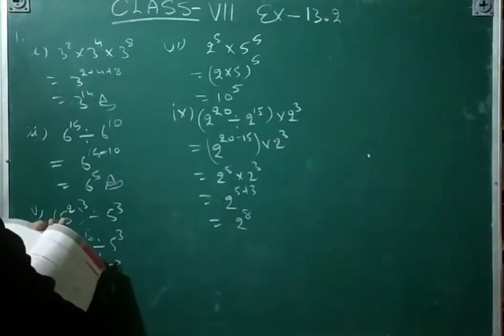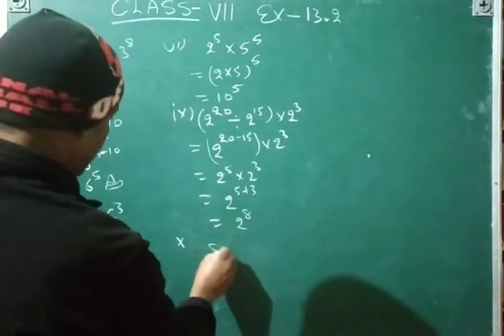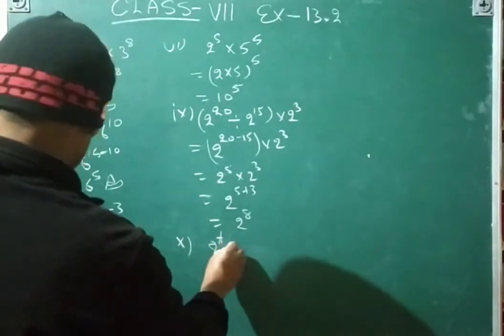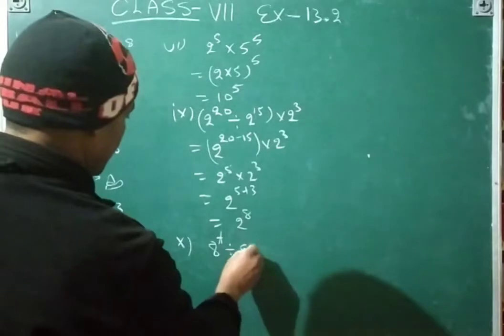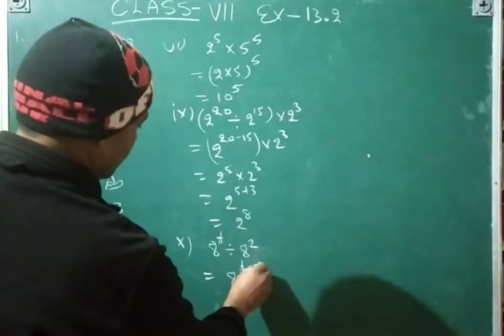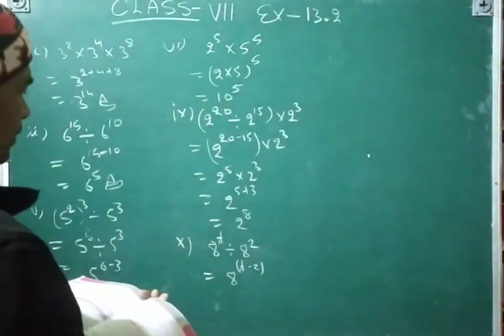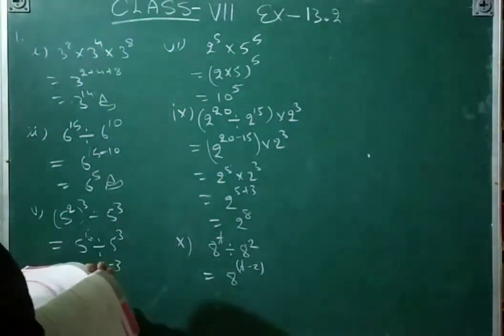And then the 10th question. See that 8 power t divided by 8 power 2. So here 8 power t minus 2. We can't subtract 2 from t, so we will write the same.